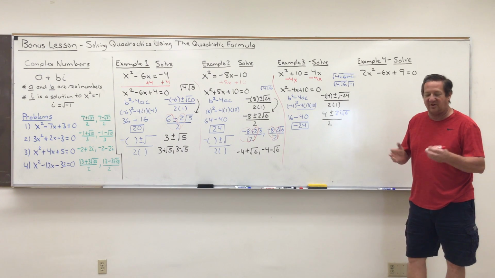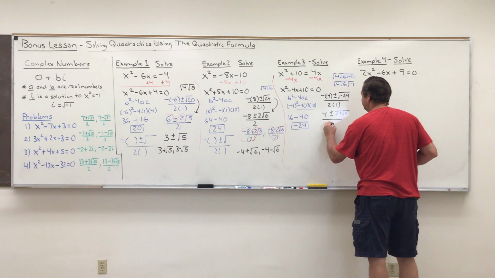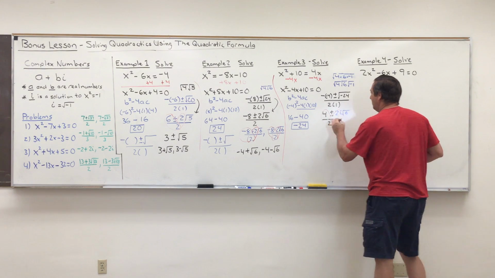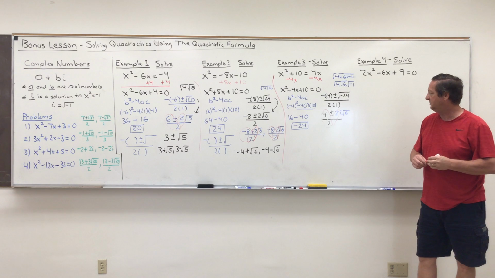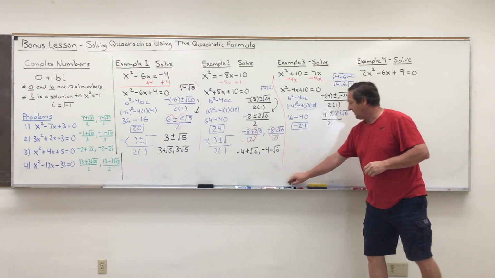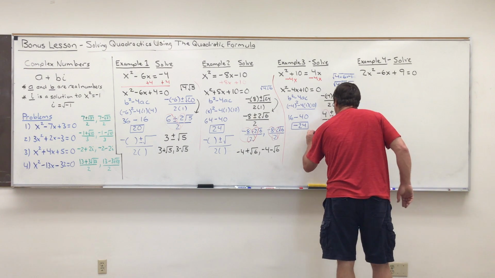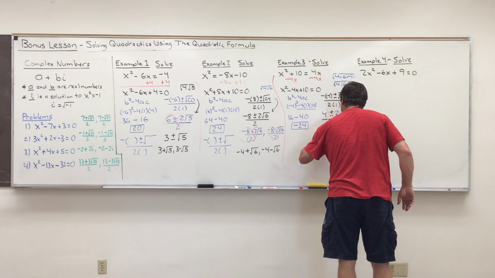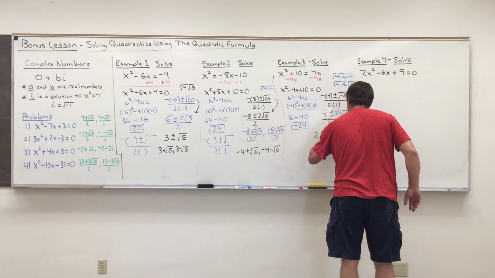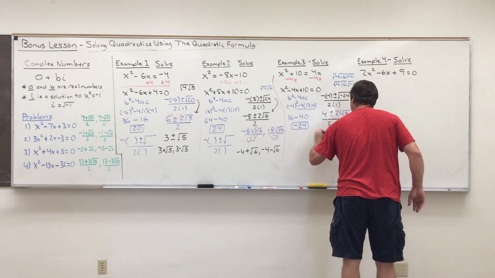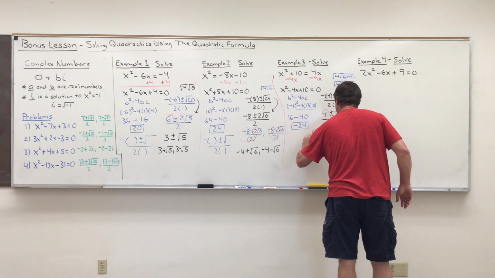And then, like we've always done, we do numbers with numbers. And my answer here would be 2 plus or minus i radical 6.